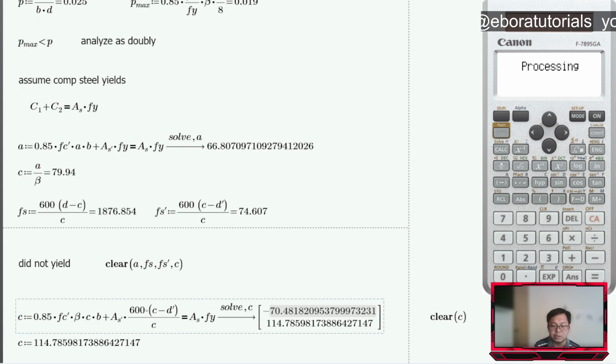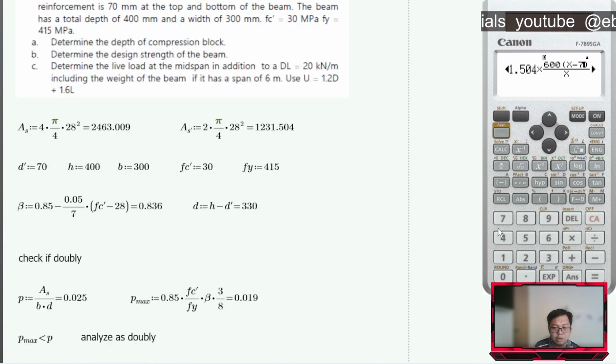However, I'm using an emulator, so it takes a while here. But for you, I believe you're using the actual calculator. Hopefully, your calculator is faster in solving for the unknown. Did I make a mistake here? 600. Oh no, wrong. What I put is wrong. I put 600 D minus C, but it should not be D minus C; it's Fs prime. So that's C minus D prime plus C, which is X minus, what is our D prime? 70. So, shift solve.